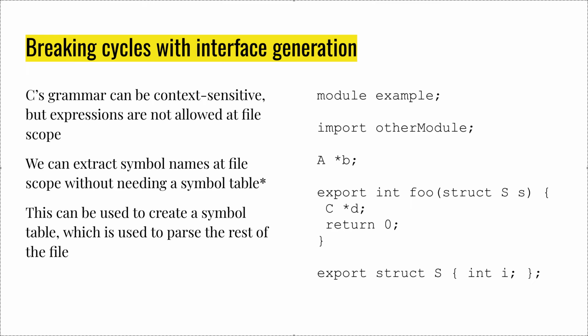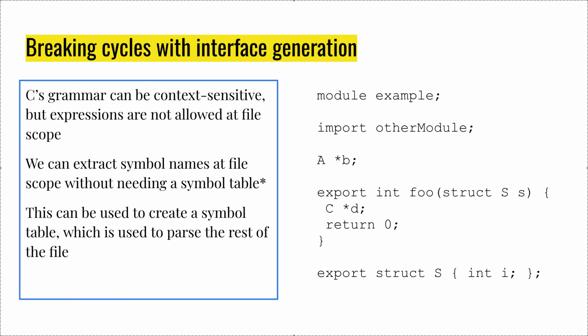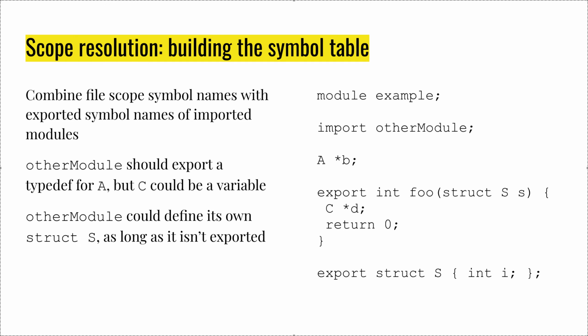Then we can use this information to build a symbol table to parse the context sensitive parts of the file with. That said, I put a star because other languages still have context sensitivity issues at file scope, which need to be dealt with. For example, we run into issues with C++ because of its template syntax. So we combine the file scope symbol names of the imports with the existing file to create a symbol table, which allows us to parse the rest of the file.